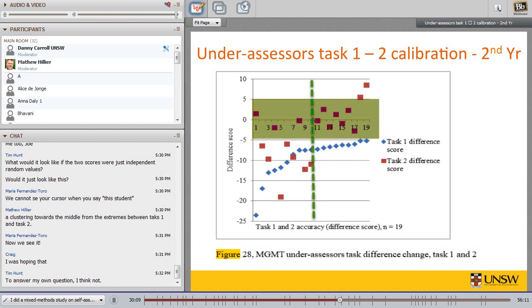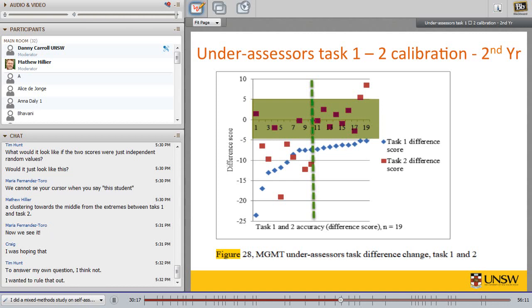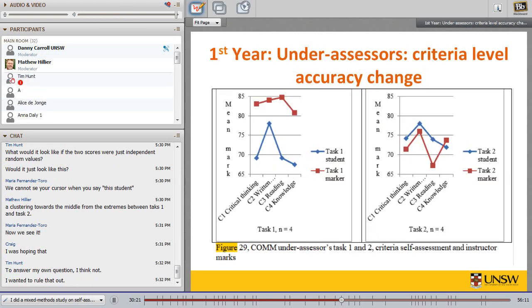To answer my own question, I think not. Tim, sorry, what are you after? I'm not sure. 2 scores with independent random values. Well, you want to give me a bit more context on that and I'll try and answer. I'll just press on for the moment.